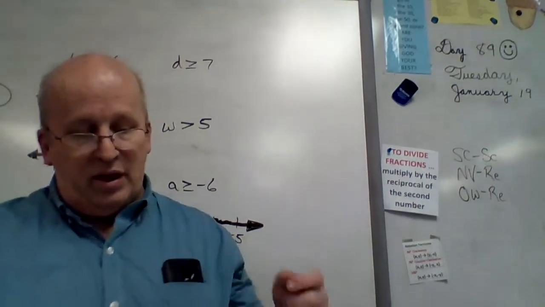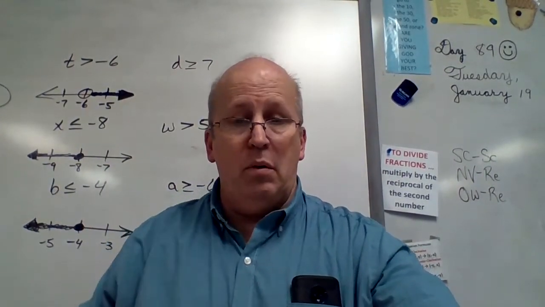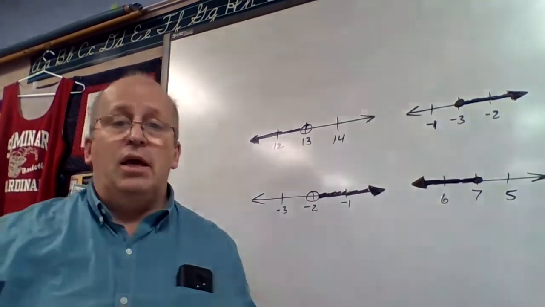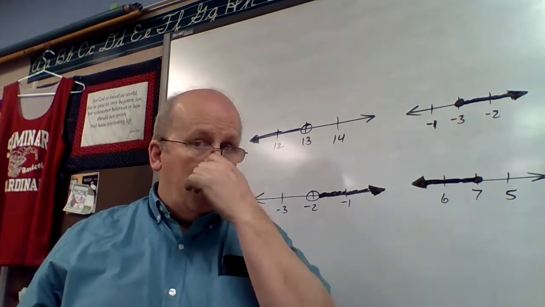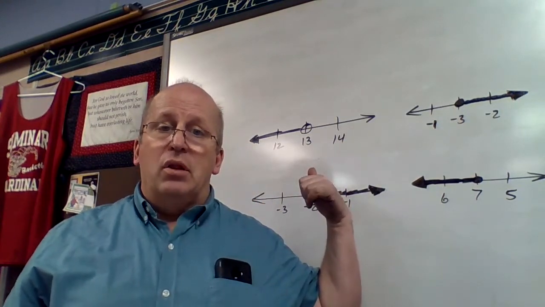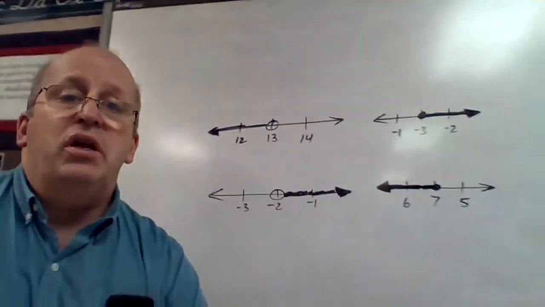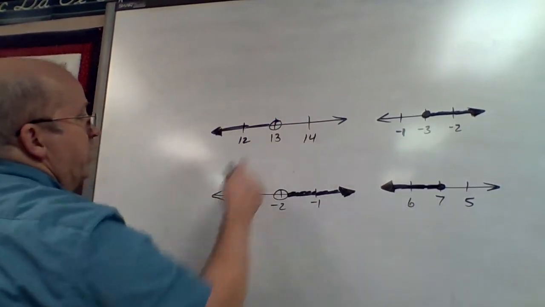Okay, we're going to stop with that style of problem, and we're going to do one more type. In the previous set of problems, you were taking an inequality and turning it into a number line. Now, we're giving you a number line, and we want you to turn that number line situation into an inequality. How do we do that? Let's take a look at this first one here.